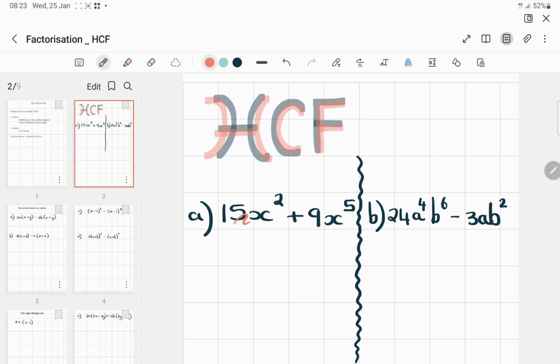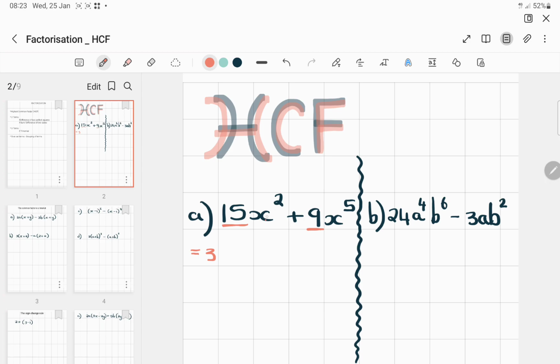All right, so when you look at A over here, you've got 15x squared plus 9x to the power 5. So you want to first look at what is the common number that you can easily divide with both of these, a 9 and a 15, so that you have a beautiful remainder. Okay, so a whole number as a remainder, or an integer as a remainder. So you're going to ask, what can I divide with both? Okay, I can take out a 3. I can divide both of these with a perfect 3. 15 divided by 3 will give me 5. 9 divided by 3 will give me 3.